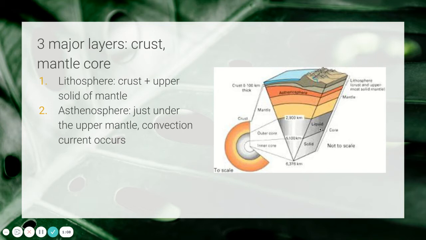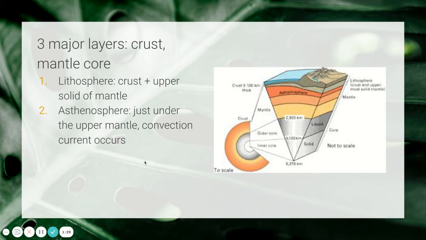You can see in this picture that the outer core is a liquid and then the inner core is a solid, which is typical. That's what you've learned before. But as far as crust and mantle, we're now going to call it lithosphere and asthenosphere. So again, lithosphere is the solid part of the Earth, and then asthenosphere is that liquid part where convection current occurs.